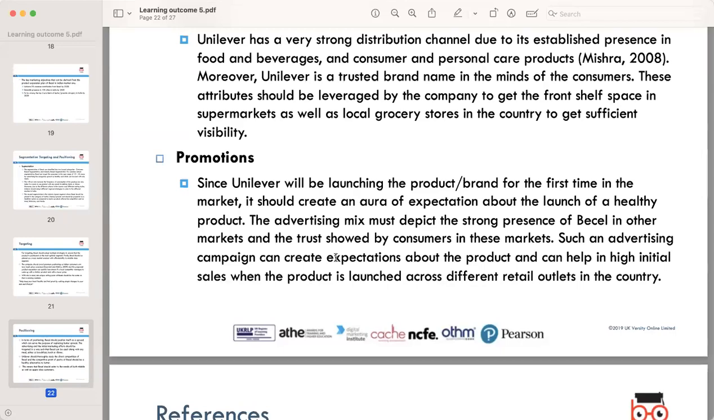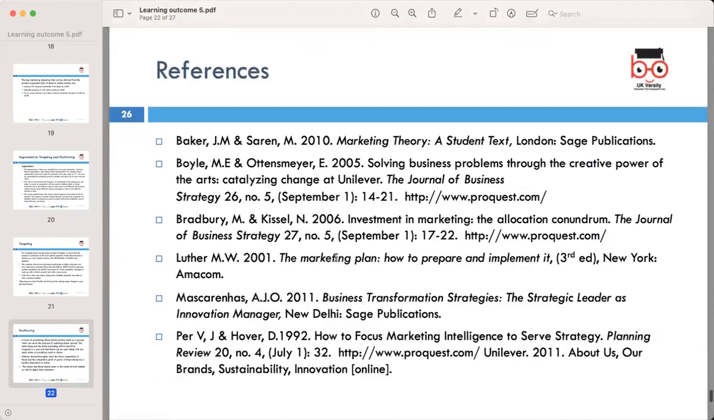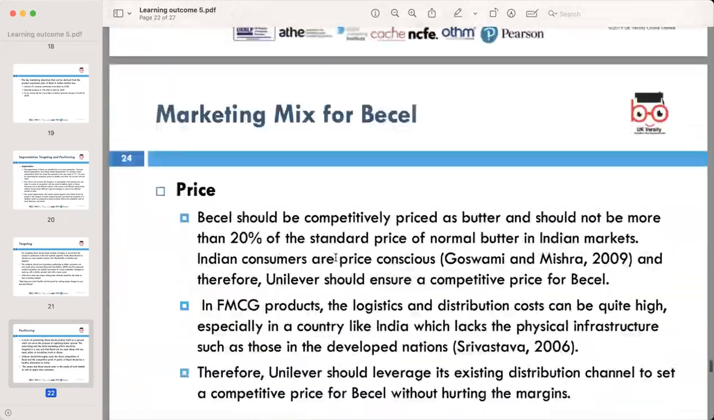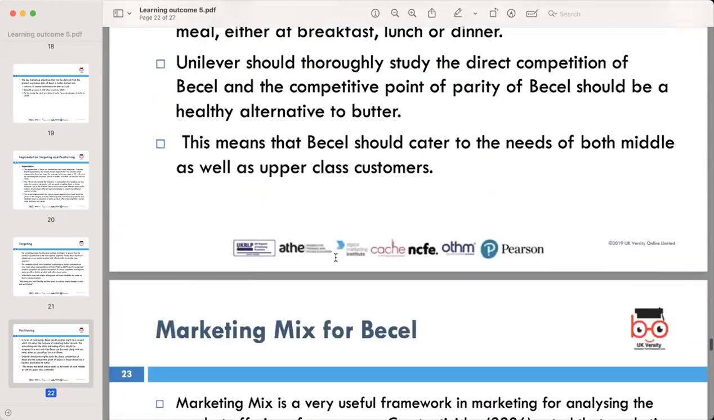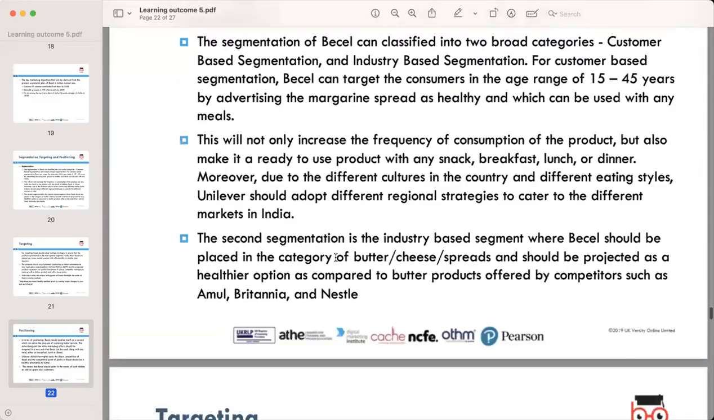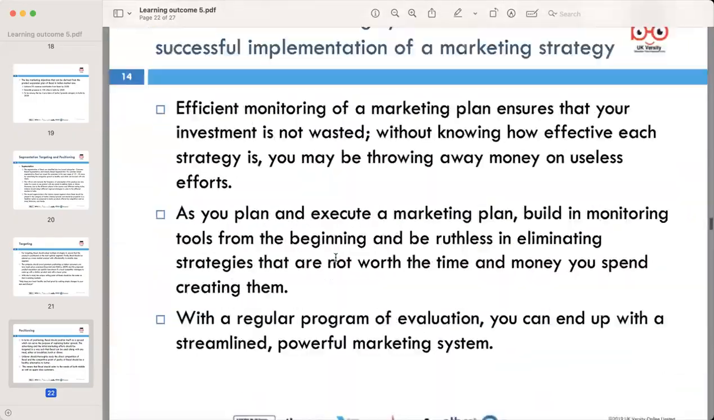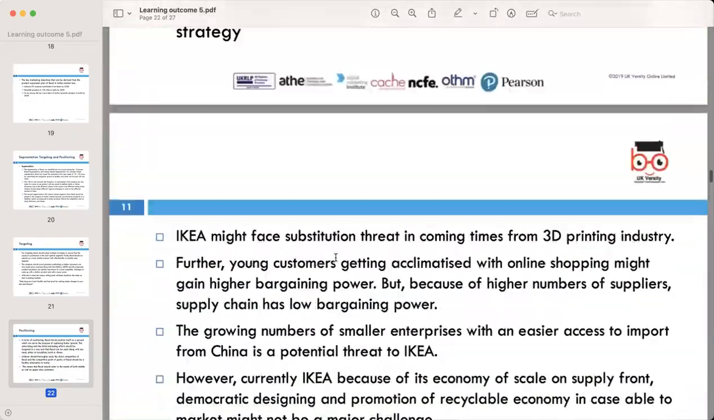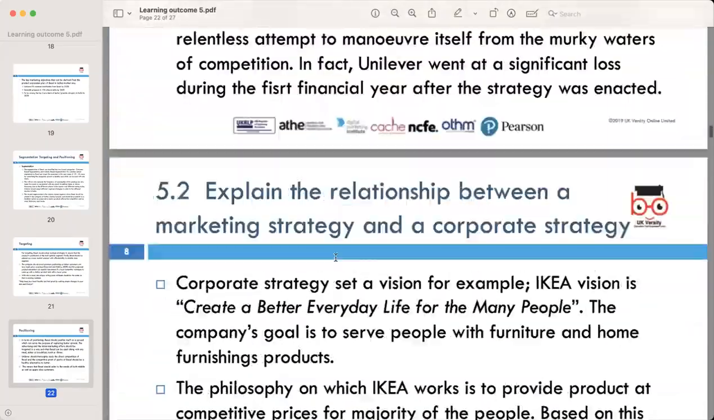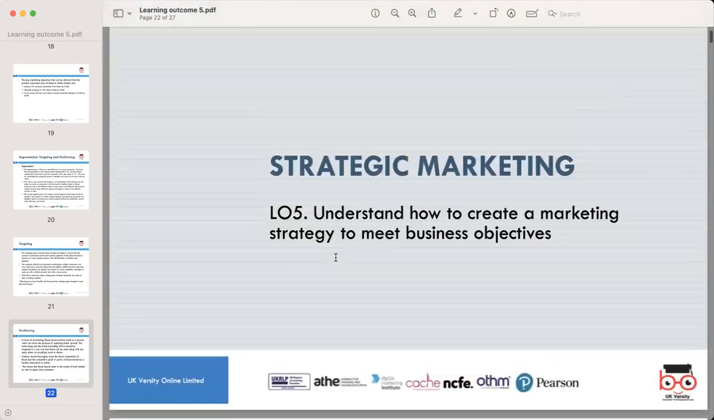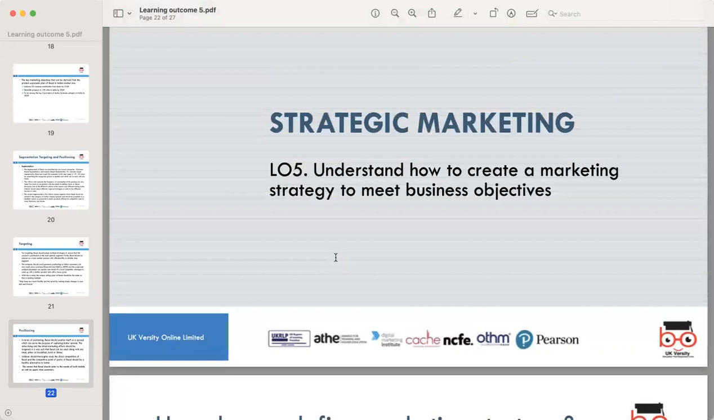So that's it for today, guys. There are some references. Basically, today we discussed the marketing mix for Basil. We discussed how to create a marketing strategy to meet business objectives. So this was our learning outcome 5.